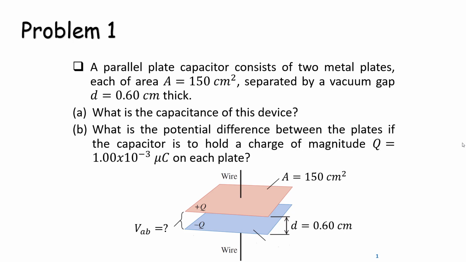We are given a parallel plate capacitor. And for a parallel plate capacitor, we can use these equations. We have C equal to epsilon naught A divided by D. And also we can use this equation Q equal to C times V later. So for the first one, we are asked to find the capacitance.